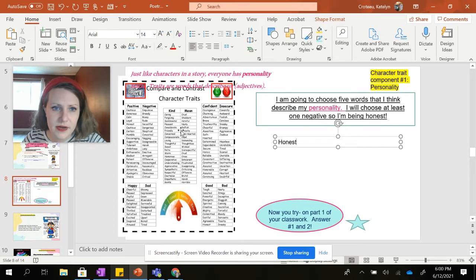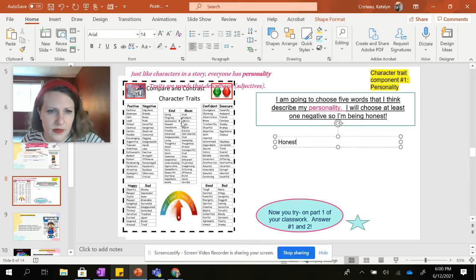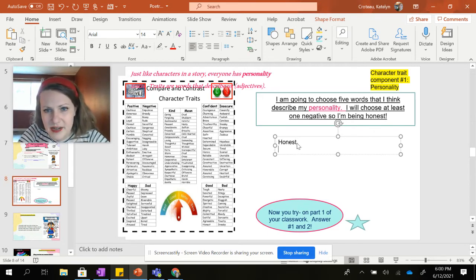Okay, let's see. What about on here? I'm looking through all the words. I'm seeing a word that I think, oh, you know what? I'll pick a negative one. I'm very stubborn. Sometimes I get really set in my ways.